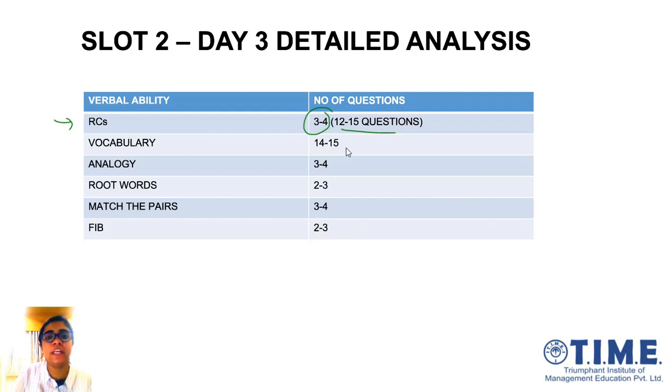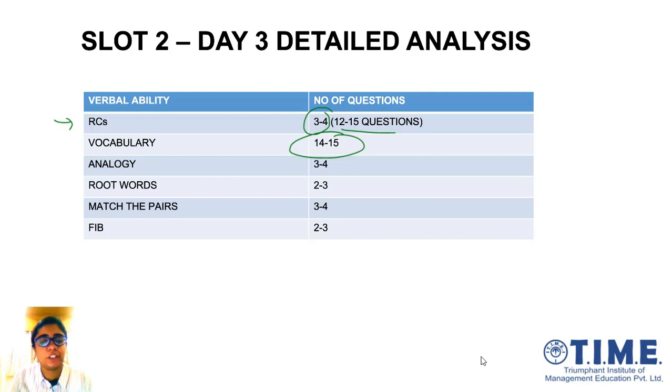Vocabulary, 14 to 15 questions. Yes, 14 to 15 pure vocabulary questions. They ask you what is the synonym of the given word, what is the antonym of the given word. So those kind of things. If you were good with your vocab, then answering these questions was a piece of cake. But if vocabulary is not good, then this was difficult.